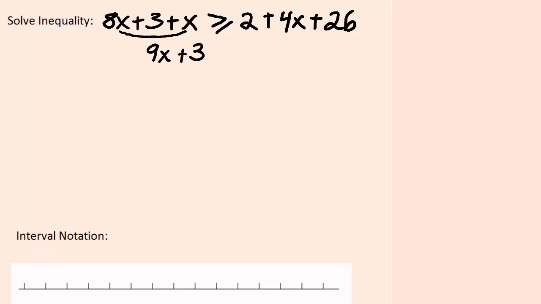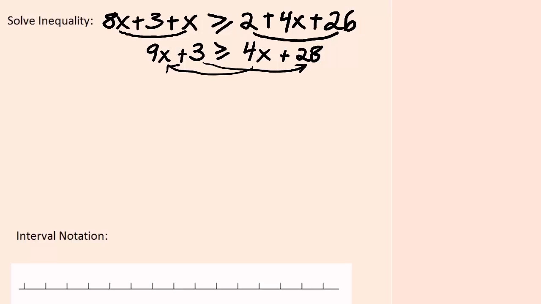8x plus x is 9x, and I bring down the plus 3. 2 and 26 are both constants, so I combine them. 4x plus 28. Now, 9x and 4x are both variable terms. I will combine both of those on the left. 3 and 28 are both constant terms, so I will combine them on the right. I'll subtract 4x from both sides of the inequality to get my variable terms together on the left. 4x minus 4x is 0, which leaves me with 0 plus 28 on the right.